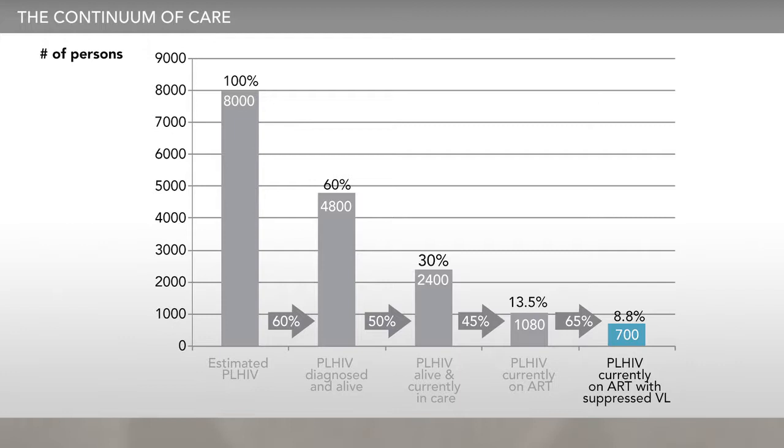This example shows that of the estimated number of people living with HIV, 60% have been diagnosed, only 50% of those who have been diagnosed have been enrolled in care, and only 45% are currently on treatment. Finally, 65% of those on HIV treatment are virally suppressed. Thus, of the total number of people living with HIV in this country, which in this example is 8,000, less than 9% are virally suppressed.